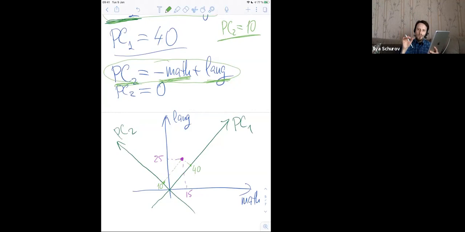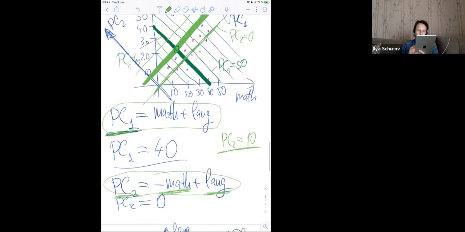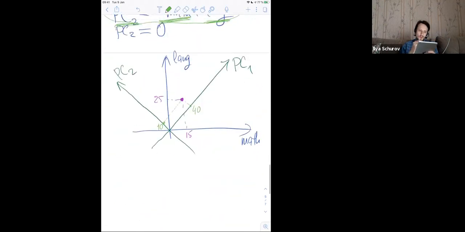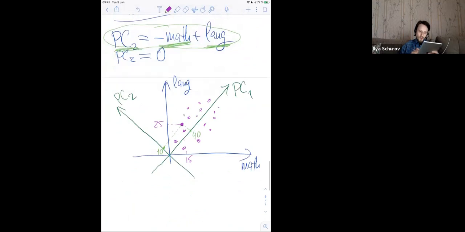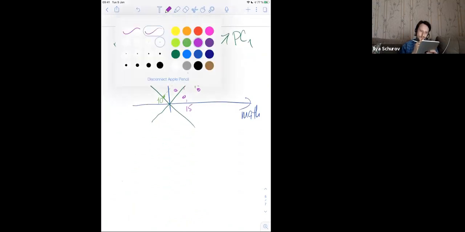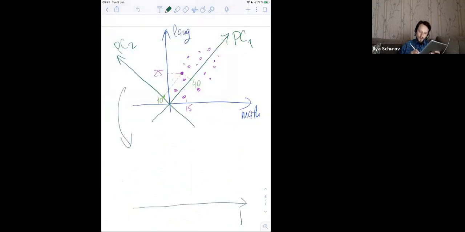This is actually just a rotation of this basis. We also rescaled it a little bit, but later we will not rescale it. I want to say that my new basis, my new coordinate system, PC1 and PC2, is in a sense better than the previous coordinate system. Why do I say it? Let me redraw this picture in new coordinates. My original picture was like this, and now I redraw it. This is just a rotation. I just rotate the whole picture, and now I have some data here.